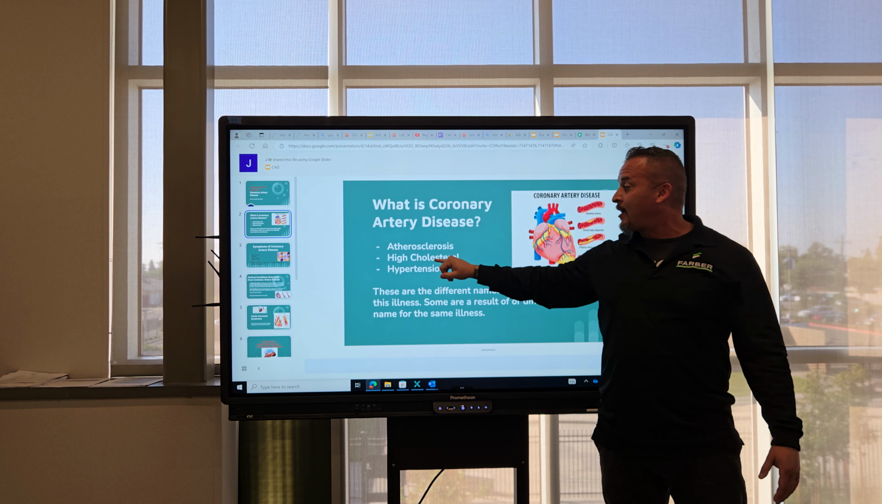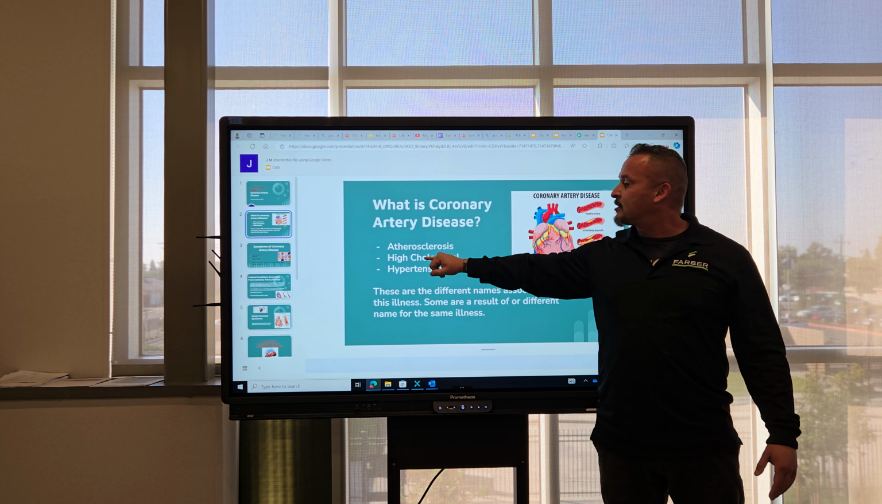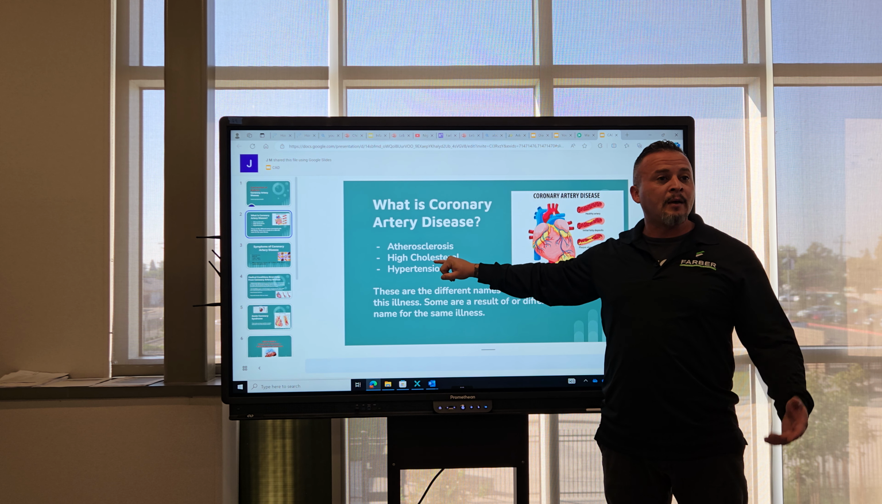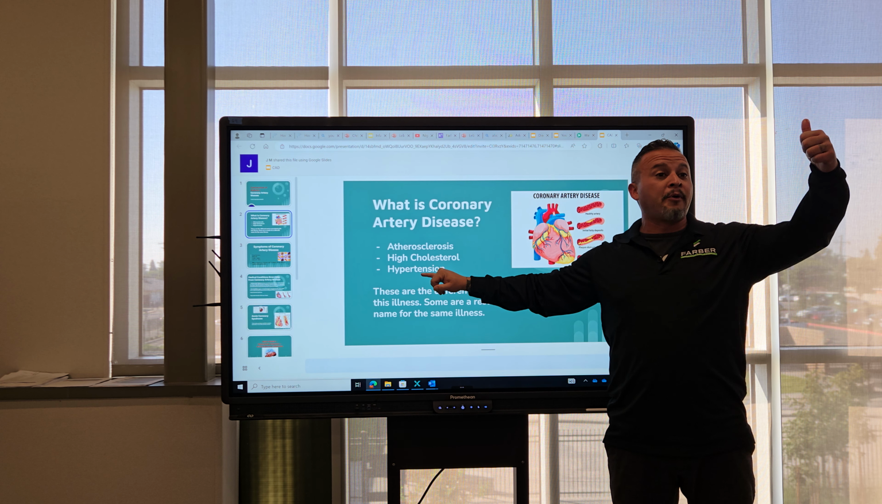You also have high cholesterol. High cholesterol means it's fat, not adipose, but it's a lipid, so it's fat. It means you have fat inside your vessels. Hypertension, that means you have high blood pressure.